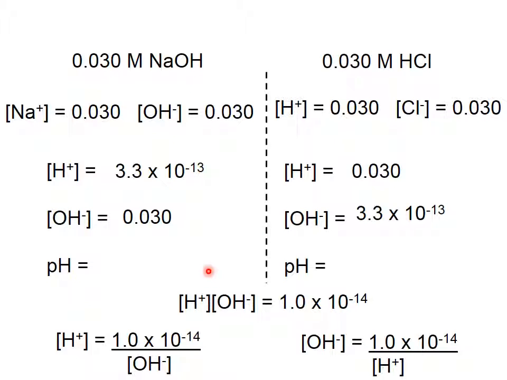Now when I go to take my pH, what do I take my negative log of? I do not take it of this. I take it of this value. When I take my pH over here, I do not take it of this. I take it of this value. And so my pH in the sodium hydroxide solution is 12.5, and my pH in my proton solution is 1.5. And now, hopefully, you'll see why there's a difference, why we must look at what concentration we're looking at, because it determines what the ion concentrations are.